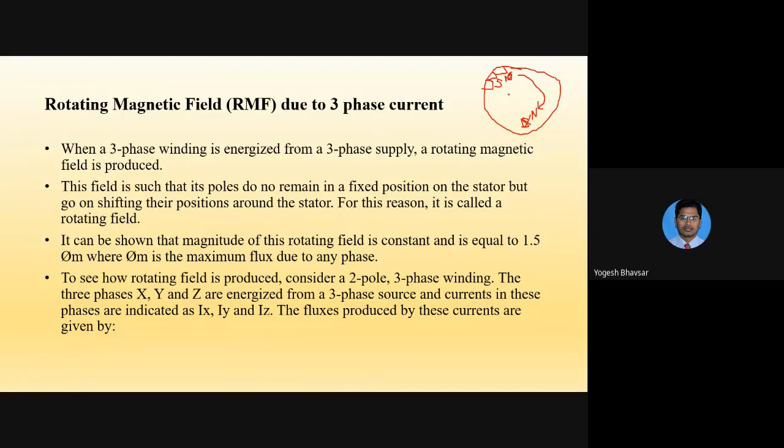This is not like it suddenly becomes N pole and then S pole. This is the rotation, as the complete rotation will be 360 degrees. So there will be a rotation of this magnet. This is called the rotating magnetic field due to three-phase supply. That is what we have to see.